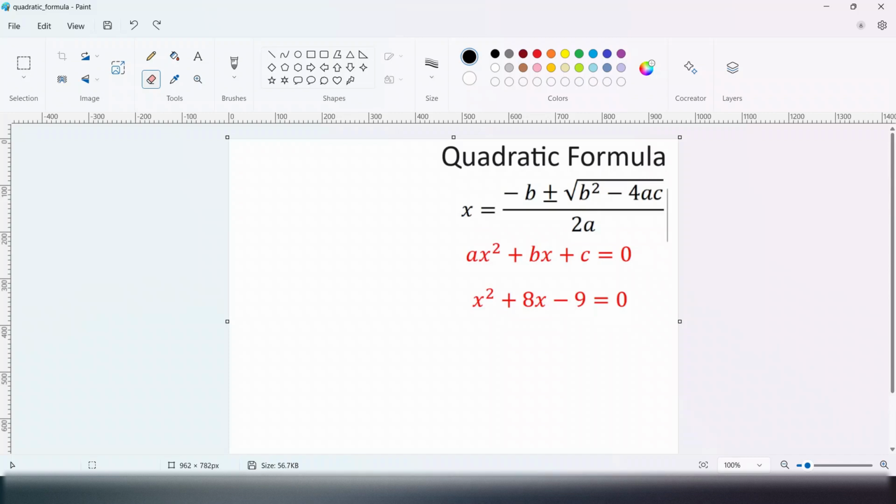As I promised in my first video, the next video would be for the quadratic formula, and I'm here with the quadratic formula. So on here, as you can see, this is the quadratic formula that we have.